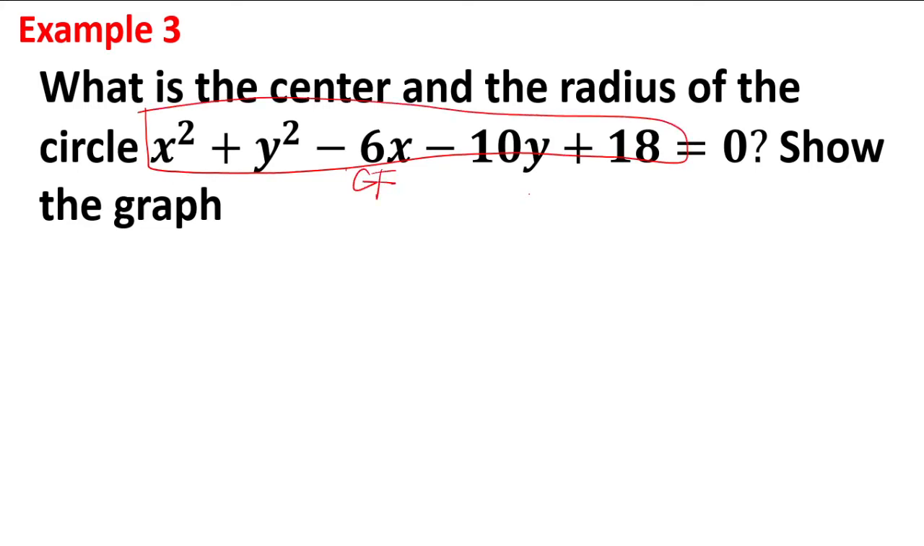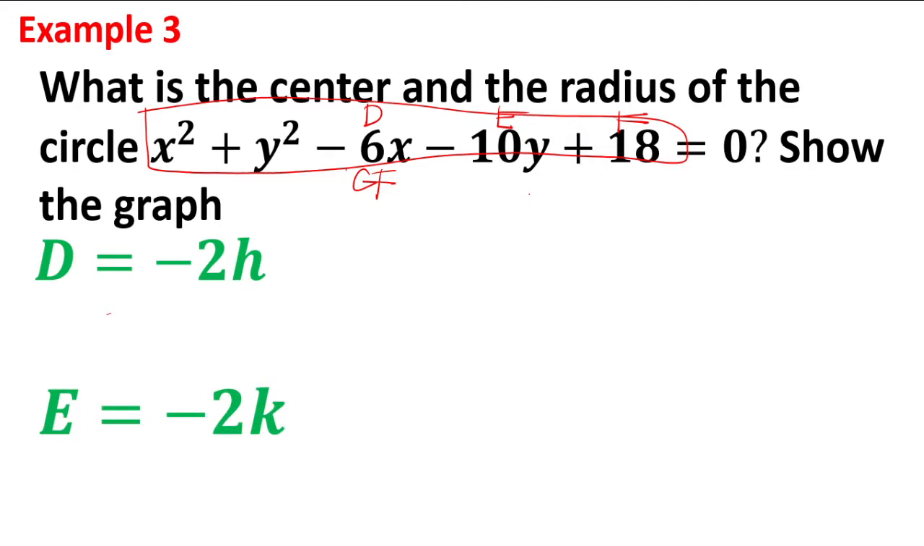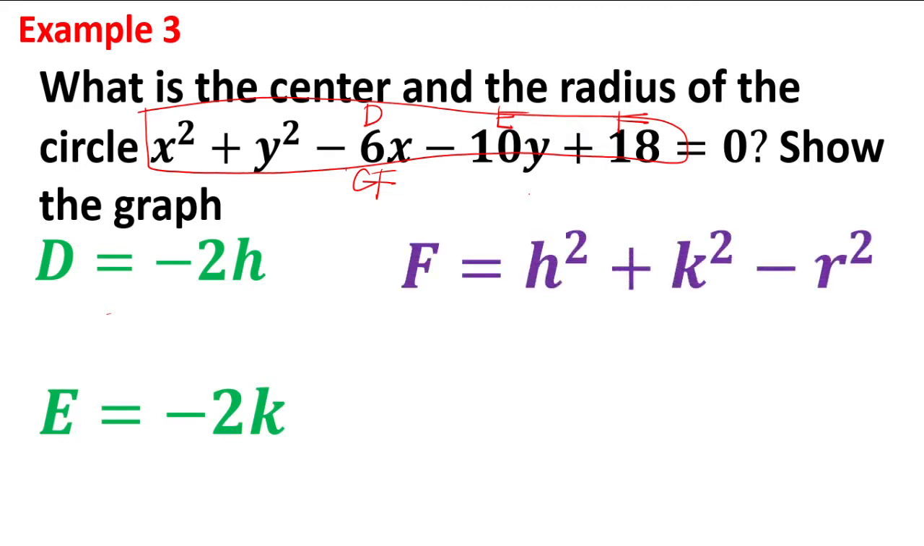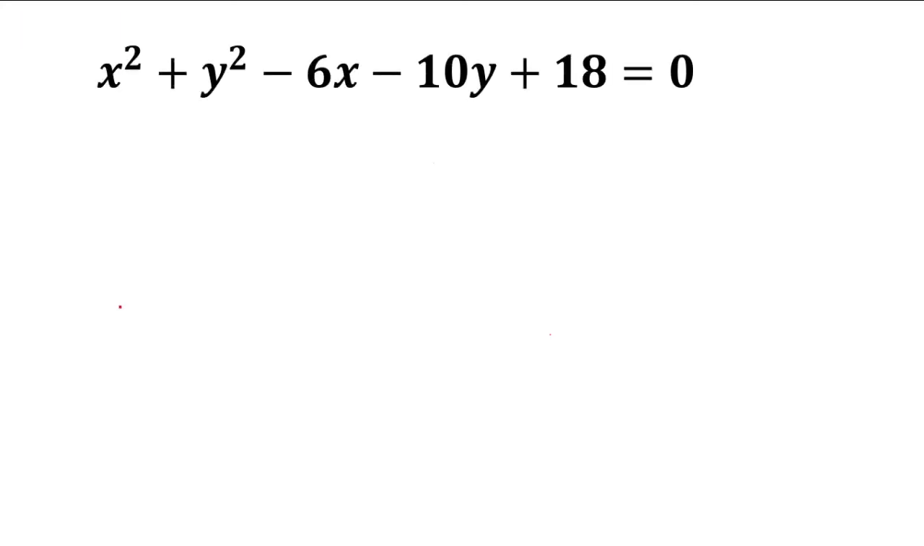Tama? So kung may general form yan, ibig sabihin may value ka ng D, may value ka ng E, at may value ka ng F. Okay? Yun ang mga gagamitin natin. And remember that D is equal to negative 2H, E is equal to negative 2K, and F is equal to H square plus K square minus R square. Okay? Next.